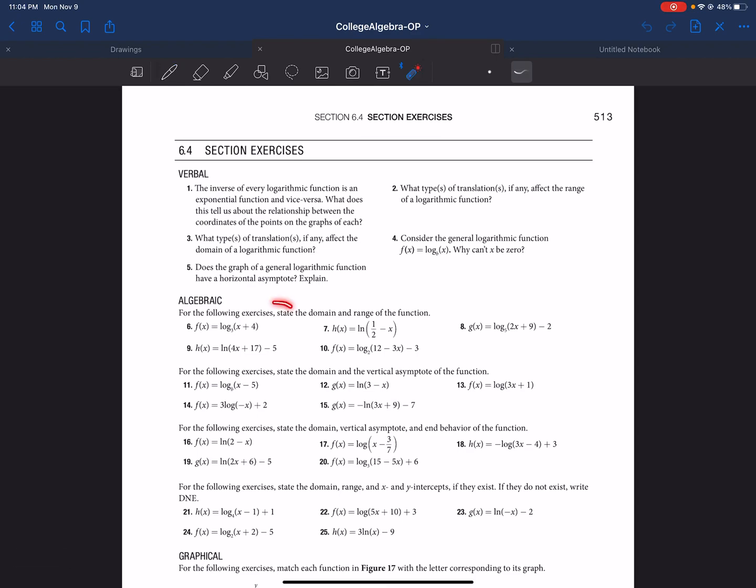So in this first set of problems, the directions say, for the following exercises, state the domain and range of the function. Okay, first things first. This makes it go left 4 units. This does something else. We'll talk about it in a second. This, it stretches it, it shifts it, and it moves it down 2. This, it does the same thing, moves it down 5. This, kind of the same thing, and it moves it down 3.